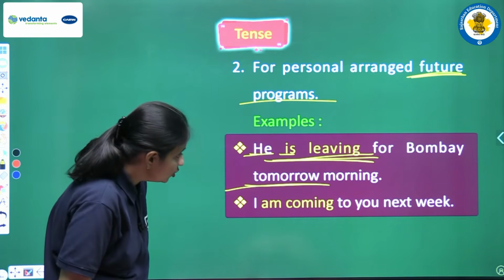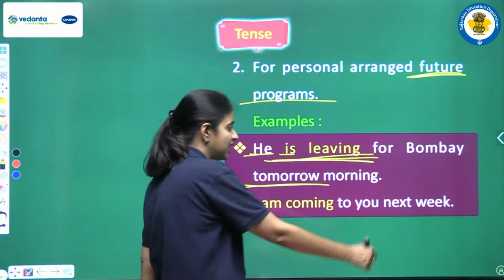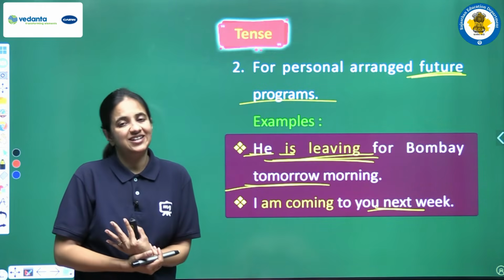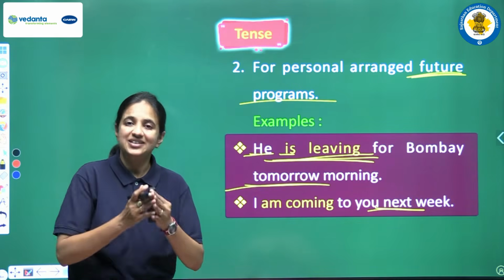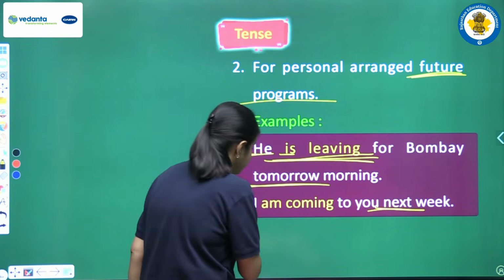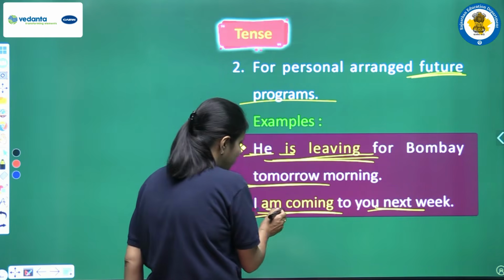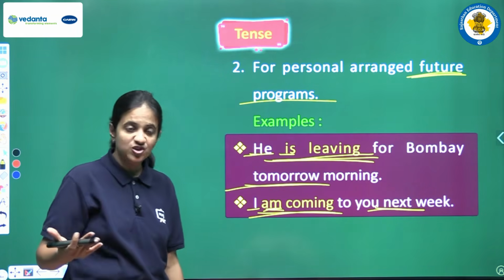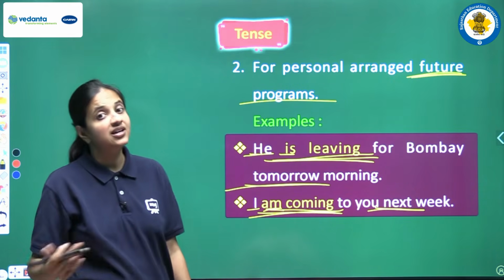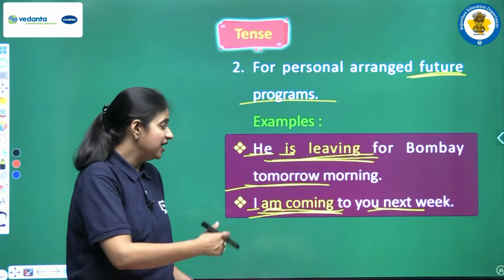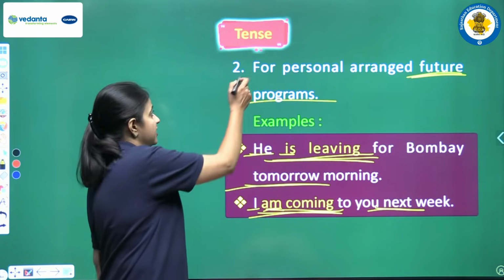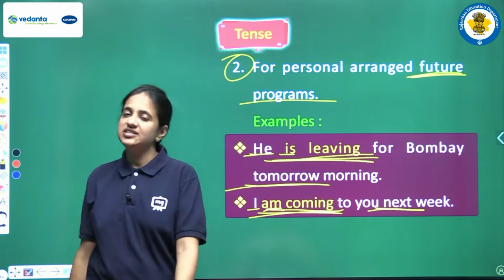I am coming to you next week. Again, we are having one word, next, that shows future time, that is showing some future planning, but still we are using present continuous tense again, and we are writing I am coming. Why am? Because we are having I as subject and first form plus ing, so come plus ing, it will be coming. So we are writing I am coming to you next week. Okay, so this is the second use of this tense, that is present continuous tense.